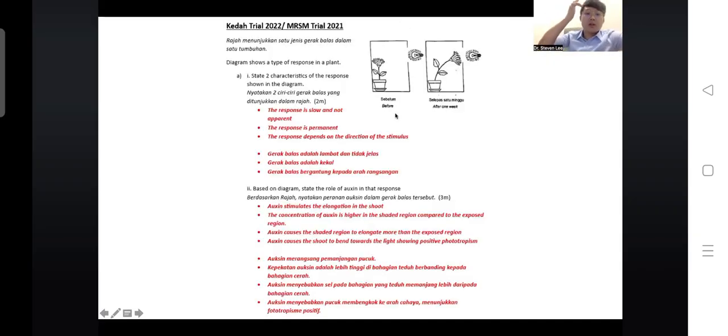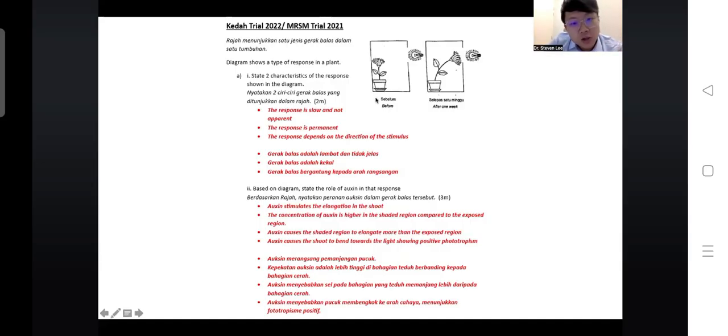Okay, so I gave you a few questions. Let's do it together. The questions are going to be quite easy. This came up twice, once in Kedah, once in MRSM, 2022 and 2021. The question asks to state two characteristics of the response shown. Basically, they are trying to ask you about tropism.